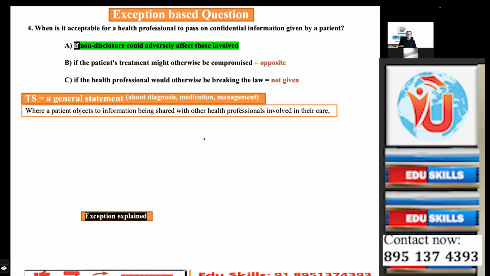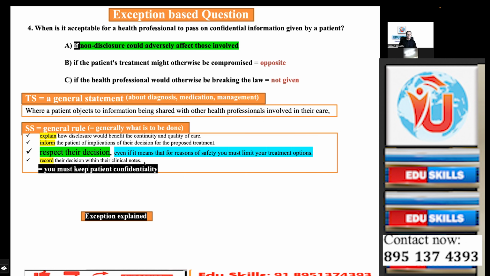The last one. Now we will see with the question. When is it acceptable for a health professional to pass on confidential information given by a patient? If non-disclosure could adversely affect those involved; if the patient's treatment might otherwise be compromised; if the health professional would otherwise be breaking the law. Topic sentence: that is about the confidentiality and the patient not consenting to it. And the general rule, generally what is to be done? Respect their decision, means respect the patient's decision, even if it means that you have to compromise the treatment options. Even if treatment cannot be given, you cannot break the confidentiality. You must keep confidentiality is the general rule.